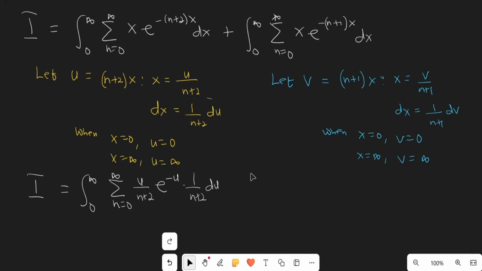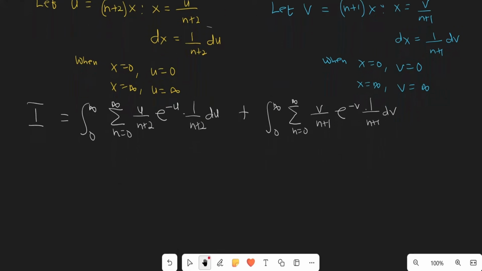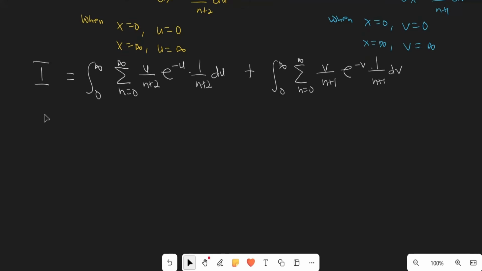Cool. Now the next one is going to be plus the integral from 0 to infinity, the summation from n running from 0 to infinity of x, which here is v all over n plus 1, e to the negative v. And dx here is 1 all over n plus 1 dv. So this is our integral in the u and the v world simultaneously.